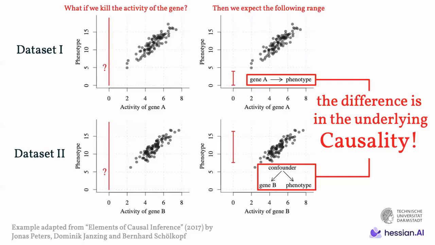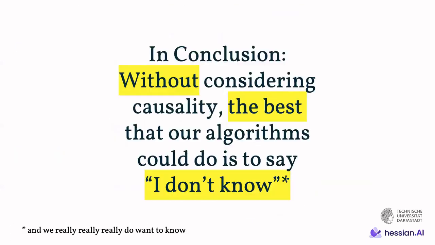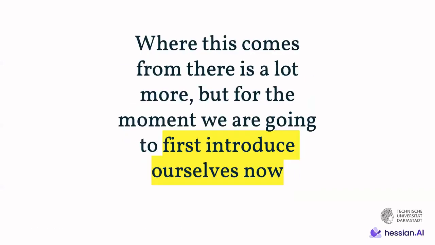So our prediction with a linear regression line would be completely wrong. And this is all just because we didn't consider the underlying causality. So in conclusion, without considering the causality, the best that our algorithm can do in principle, conceptually, is to say, I don't know. And we really, really want to know. But where this comes from, there's a lot more, and this is what this lecture is going to be about.